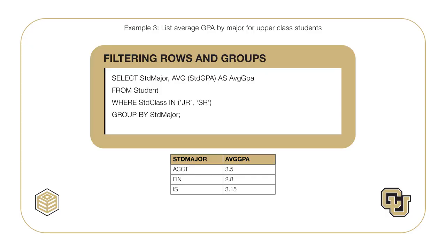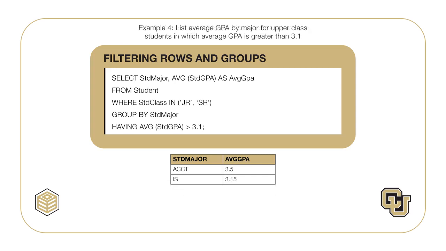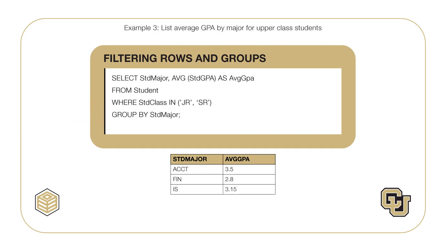Examples 3 and 4 depict the difference between row conditions and group conditions. Row conditions are specified in the where clause. Group conditions are specified in the having clause. Example 3 shows the average GPA for each major. The average GPA is only calculated for juniors and seniors according to the condition in the where clause.